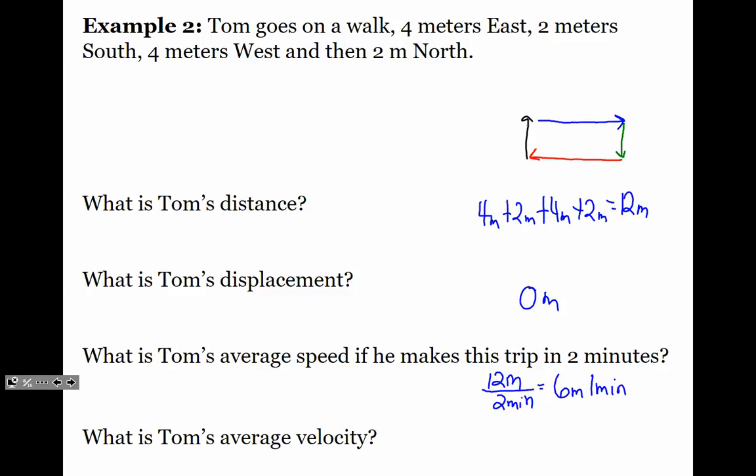What is Tom's average velocity? Tom's velocity, remember, is displacement over time. His displacement is 0. His time is 2 minutes. So it doesn't matter what's on the bottom. His displacement and velocity is 0. Well, if you remember, velocity means direction, well, change in direction. And his direction didn't change. He ended up in the same place that he started in, so that's why his velocity is 0.